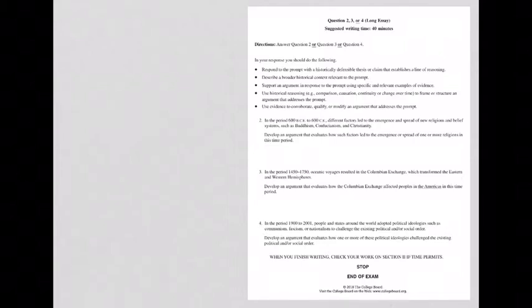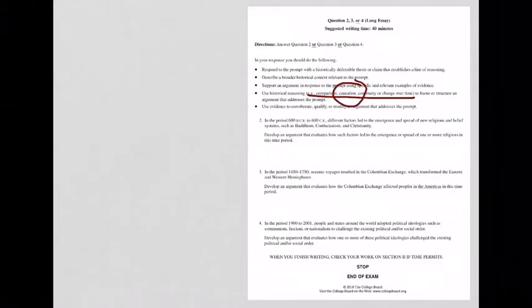Now let's look at the next question. In the period 1900 to 2001, people in states around the world adopted political ideologies such as communism, fascism, nationalism to challenge the existing political and or social order. Develop an argument that evaluates how one or more of these political ideologies challenged the existing political and or social order. Now again, ask yourself, which historical reasoning skill is this actually using? Which one is it? It should be the same one. It should again be cause.